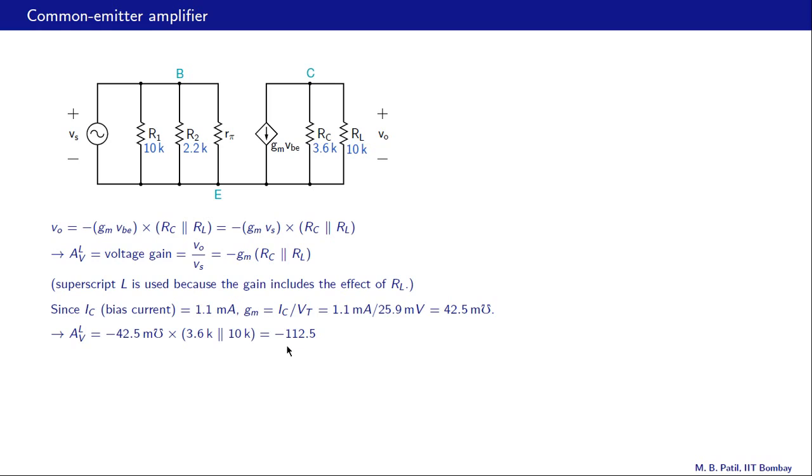There is a significance to this negative sign here, and what it says is that if this Vs is increasing, then VO will decrease. So they are out of phase with each other. Let us now calculate the output voltage for an input voltage of 2 millivolts sin omega t. So this 2 millivolts is the amplitude of the sinusoidal input voltage.